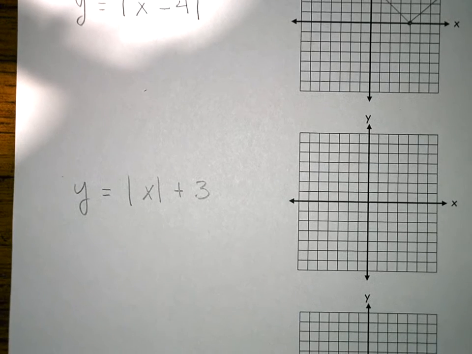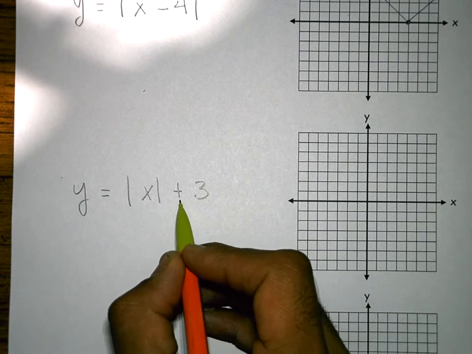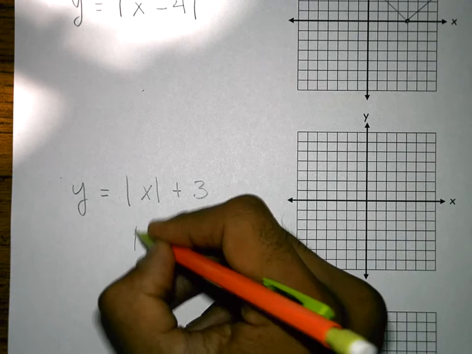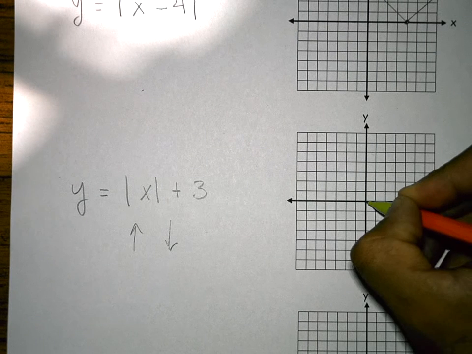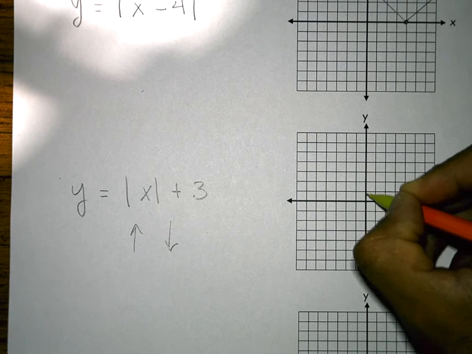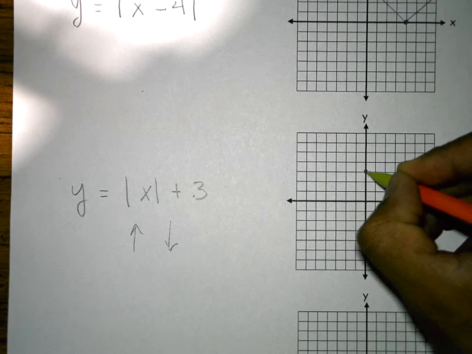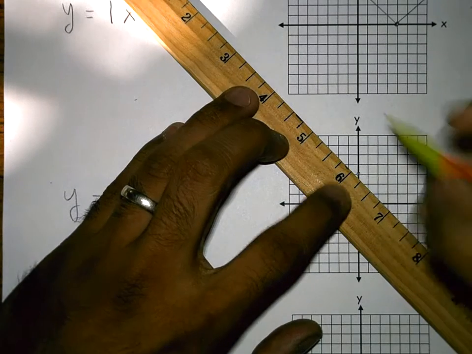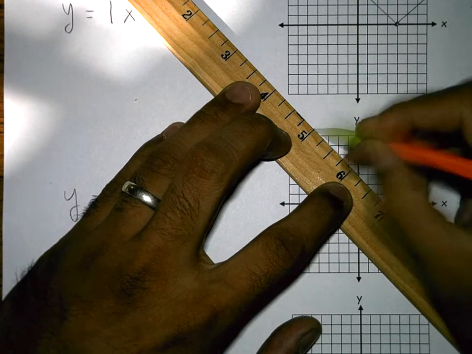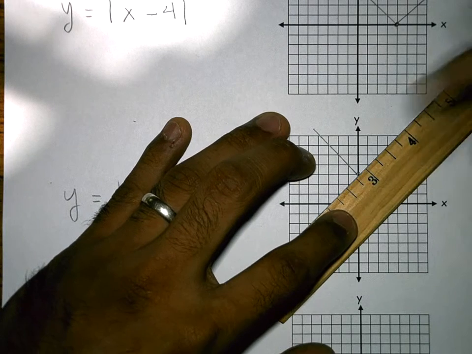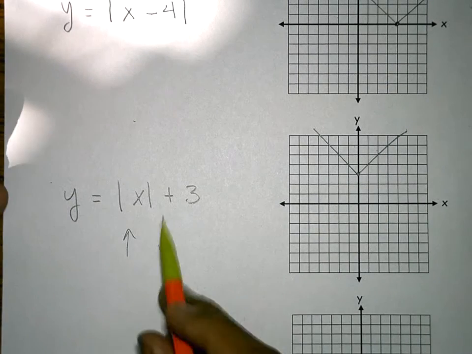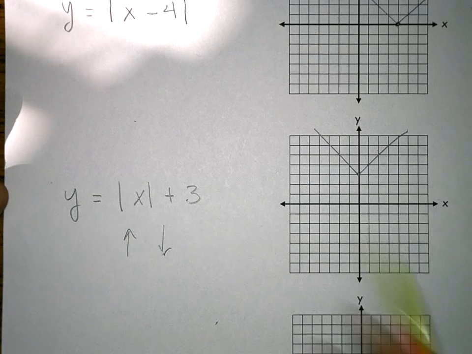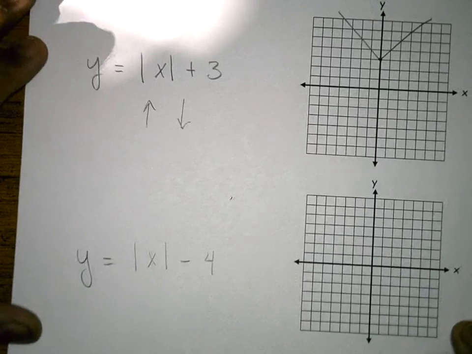Looking at our next scenario, what if I add something outside of the absolute value? Now this moves us up and this moves us down. And it does go in the way that you would think. So this one actually goes up. Remember, from my starting point, it goes up 3 spaces. 1, 2, 3. Okay. Then it's the exact same graph. Alright. So if I add it outside, it moves it up and down, and it goes the direction, the positive, negative direction.